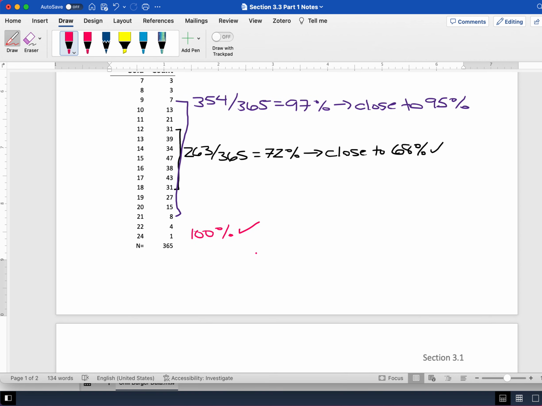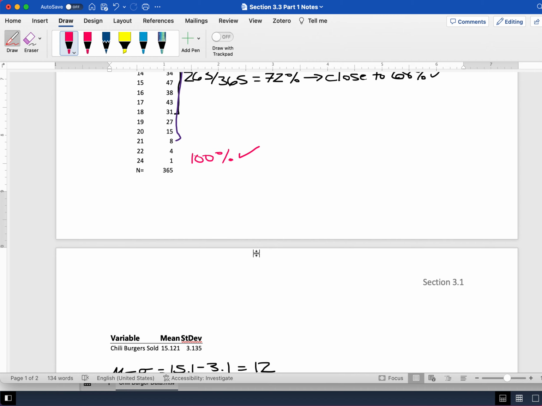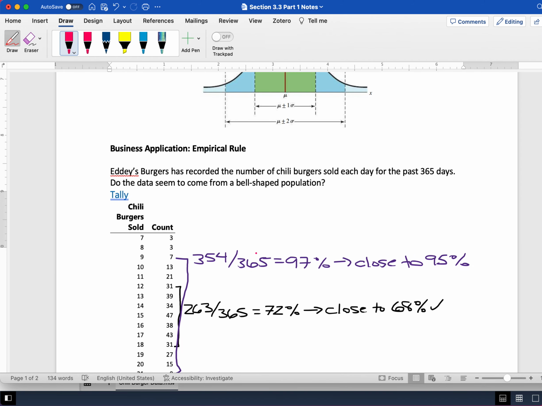And since all 3 of them are good, that means that we can answer our question here. Do the data seem to come from a bell-shaped population? Yes, they do seem to come from a bell-shaped population because all 3 of those percentages match up. So a little bit of a long problem here. But that's the process that we go through to figure out whether a data set seems to come from a bell-shaped population.